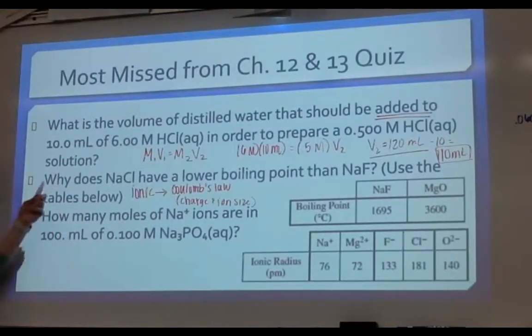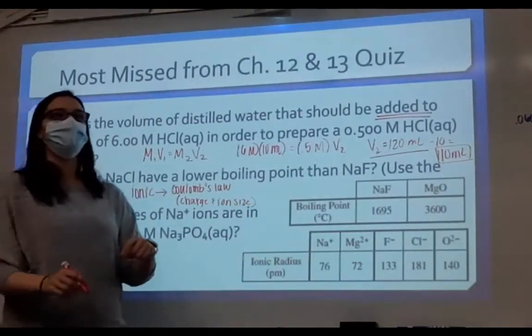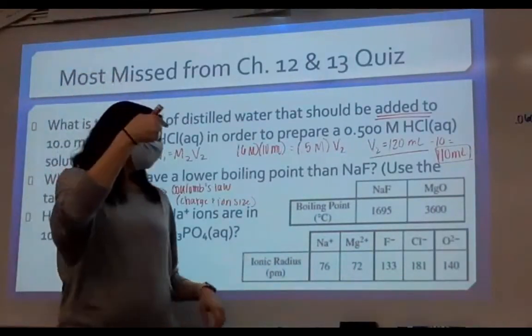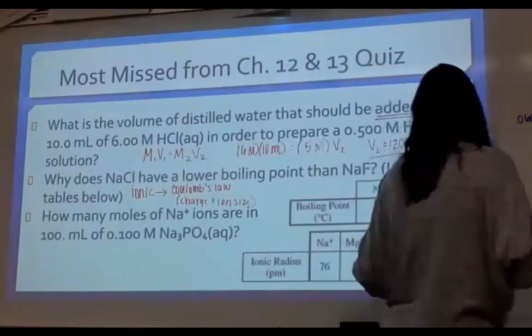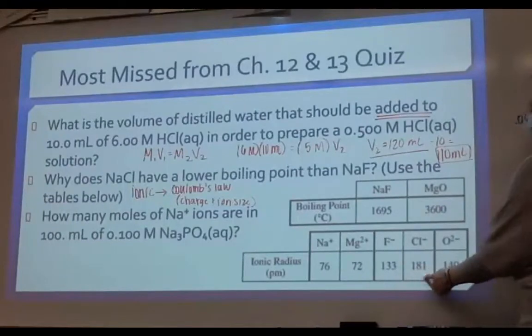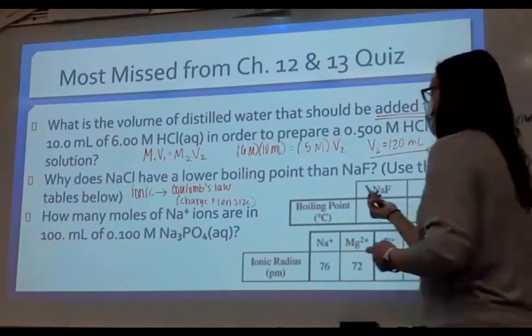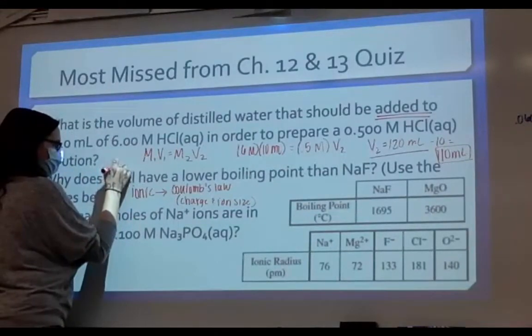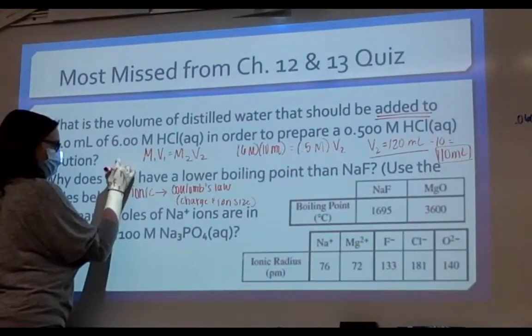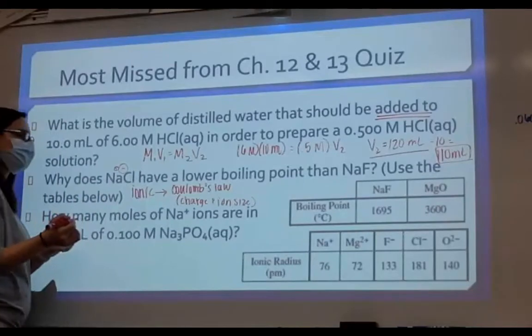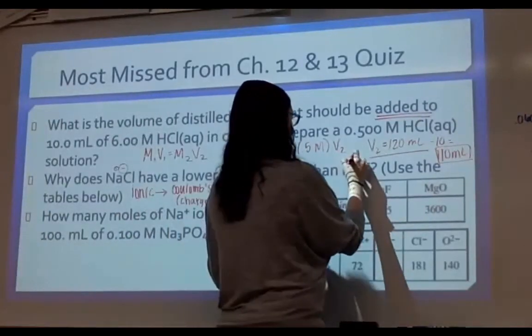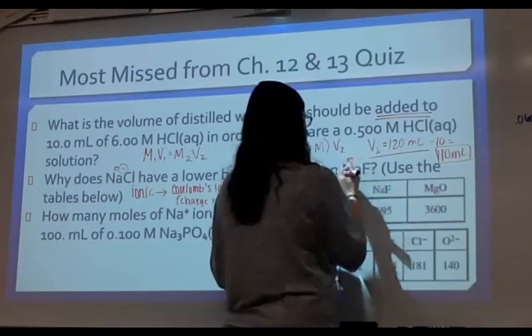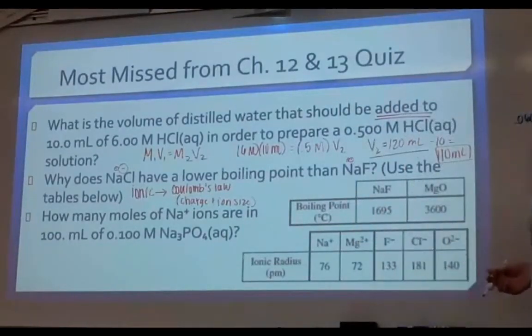So if we look at NaCl versus NaF, if you look at F and Cl, Cl is bigger. So if I look at drawing NaCl, I have Na plus Cl minus versus Na plus F minus. Cl is a much larger ion.